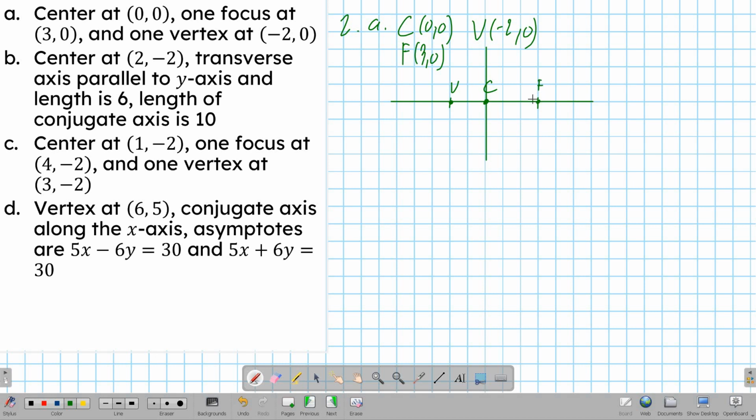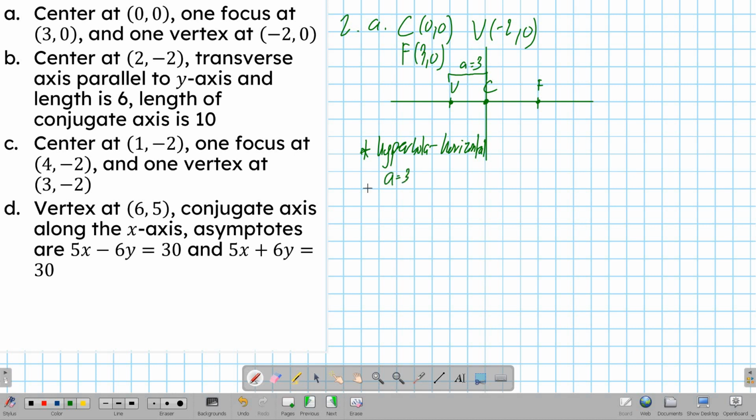So this tells us that the transverse axis is horizontal. This also tells us that the hyperbola is horizontally oriented. Apart from this, it also tells us the length of a, because that's from the center to the vertex. So that is equal to 3.